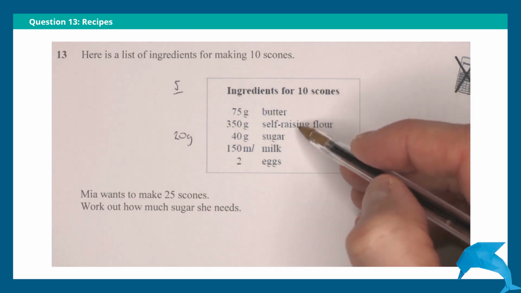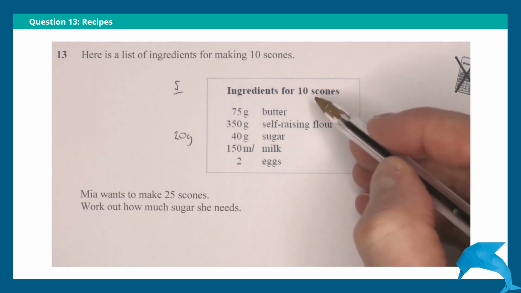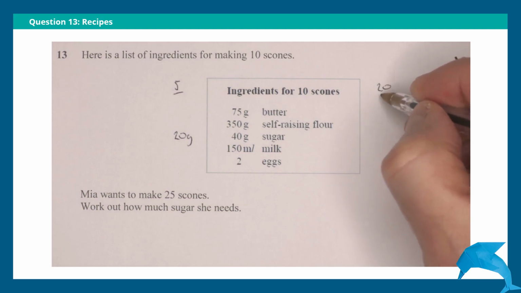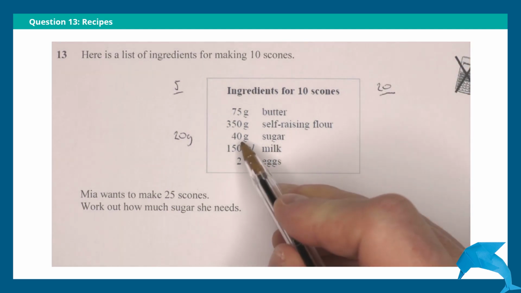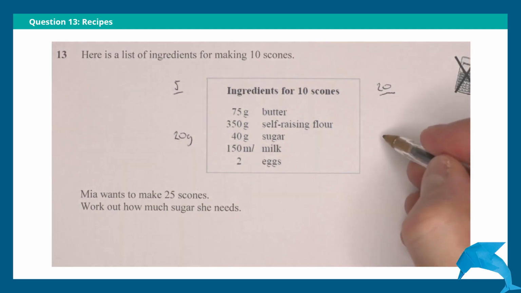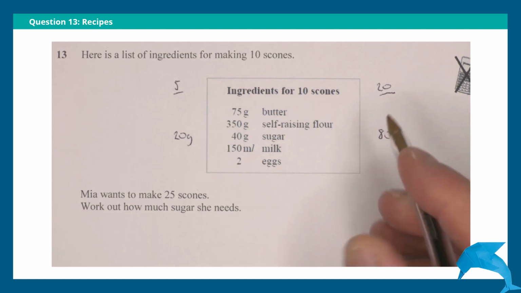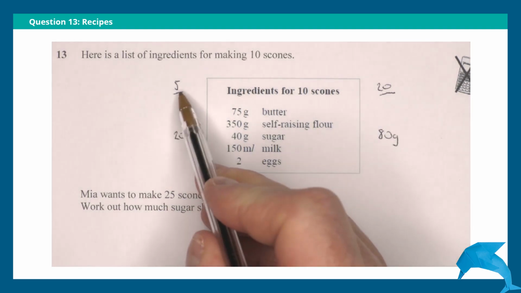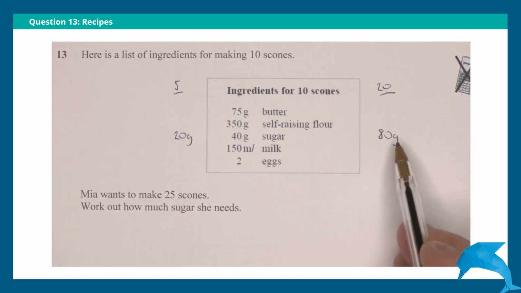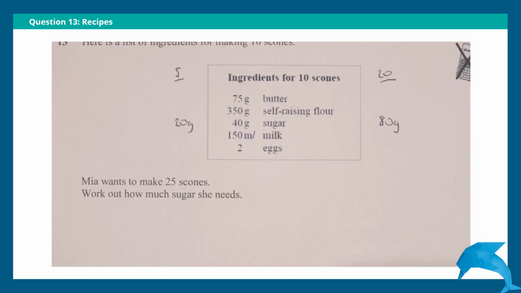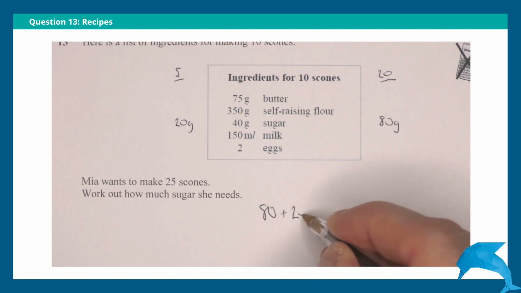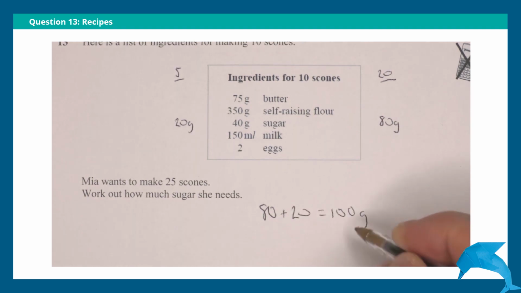Now if I was to double the entire list, that would make 20 scones. So looking at sugar, multiplying by 2, that would be 80 grams. 20 plus 5, that's 25. So 80 plus 20, that's 100 grams.